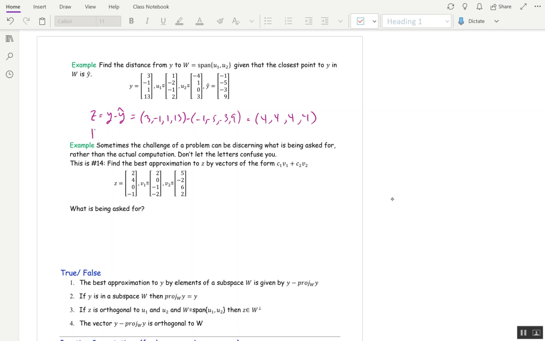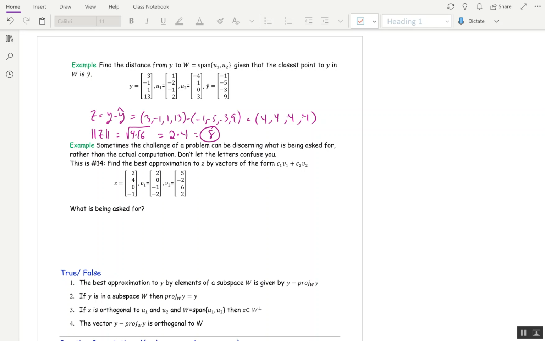So the length of z is the square root of 16 plus 16 plus 16 plus 16. So that's 4 times 16. I'm writing it like that because I'm lazy and I just want to be able to do this square root in my head. The square root of 4 is 2. The square root of 16 is 4. 2 times 4 is 8. That's our distance.